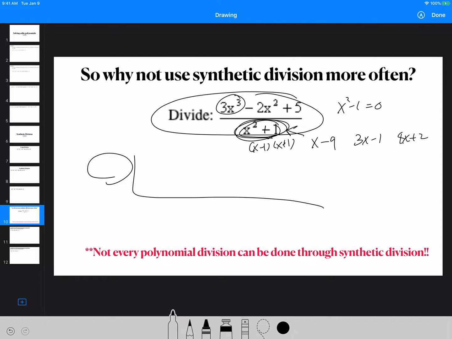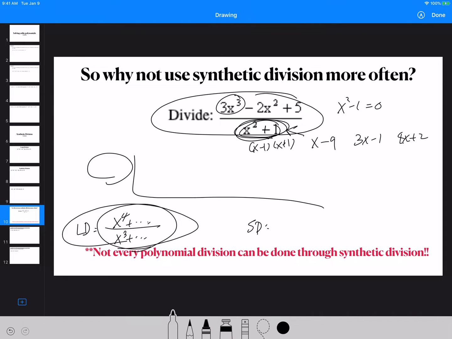So long division allows us to divide any polynomial anytime. Whatever the type may be, even if you were dividing a fourth degree function by a cubic function, you can still do it because long division should always work. This is going to be a pain in the butt to do, but you can still do it.